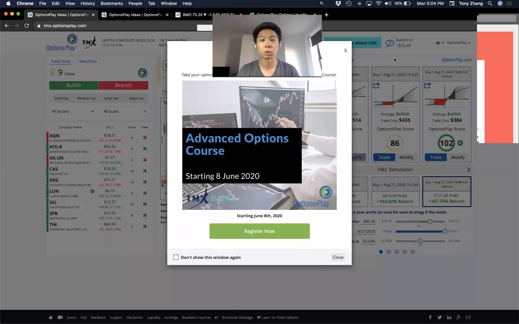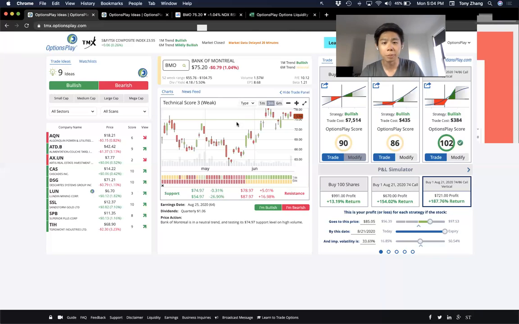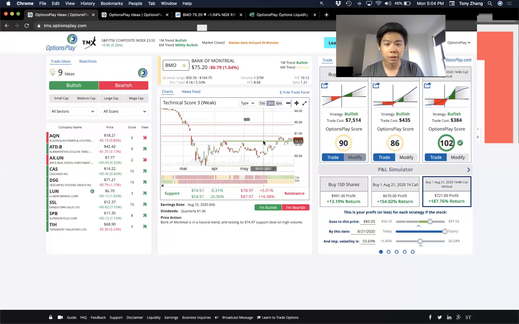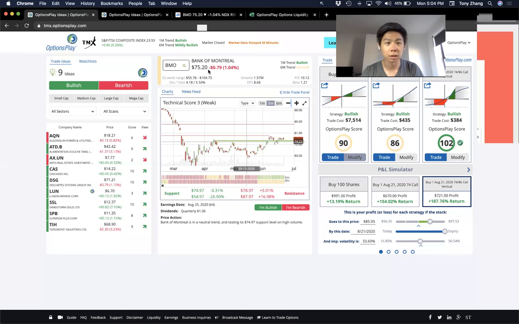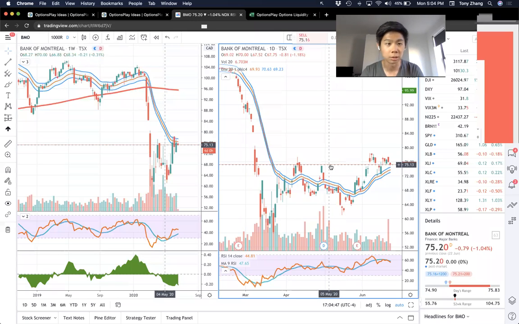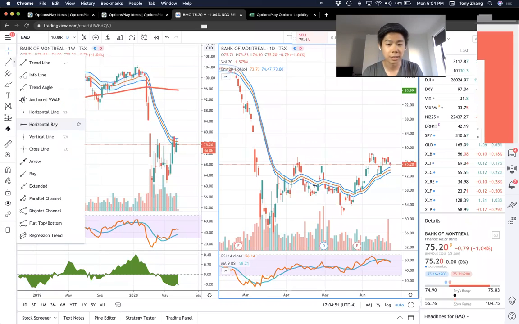Okay, so with that, what I want to do is jump over to OptionsPlay. I want to show you one example. I'm going to show you BMO, because BMO recently spent quite a bit of time below the $75 level. And I'll give you a bigger chart here to make it a little easier to see. I'm going to draw a horizontal line here at 75.